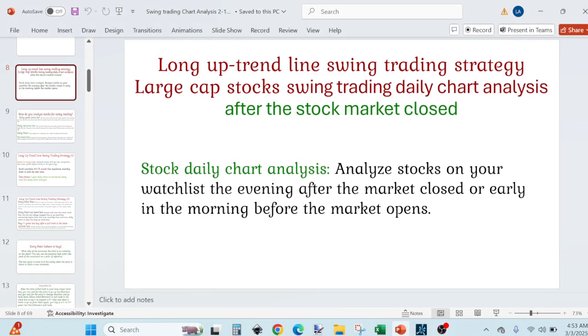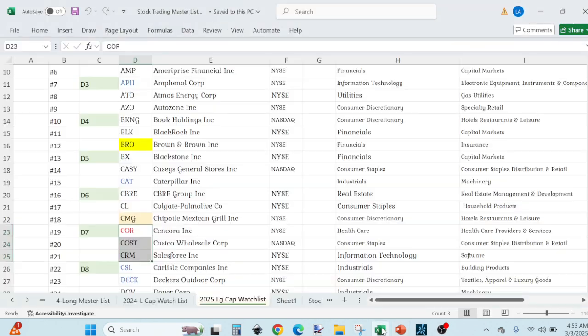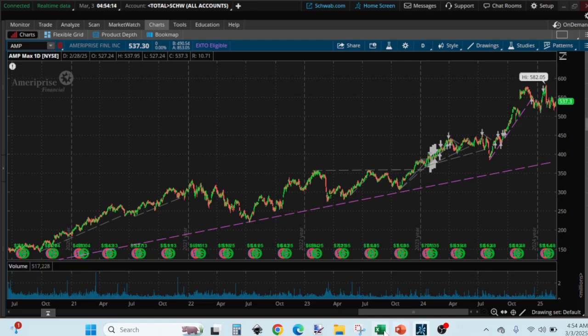Hello, how do you do your swing trading daily chart analysis of large cap stocks if you are using the long option long swing trading strategy? You use the daily chart to do the analysis. Today is March 3rd, 2025, and we are going to analyze 3 stocks on our watch list to see how they performed on Friday, February 28, 2025. You want to analyze those stocks after the market close.